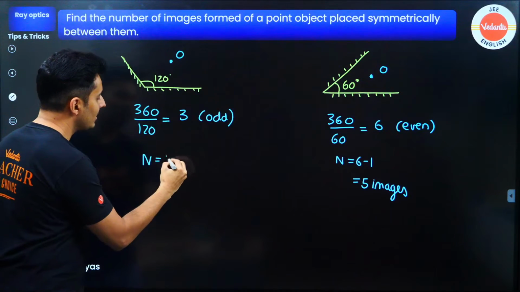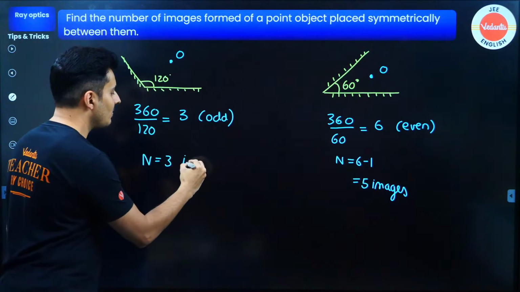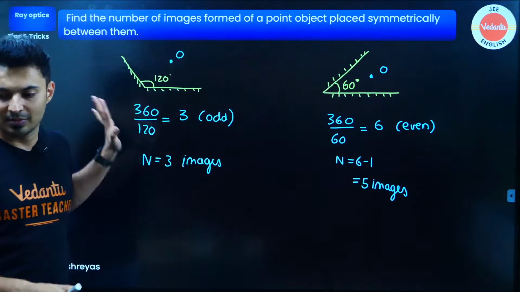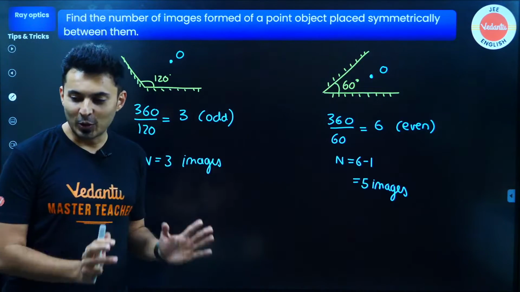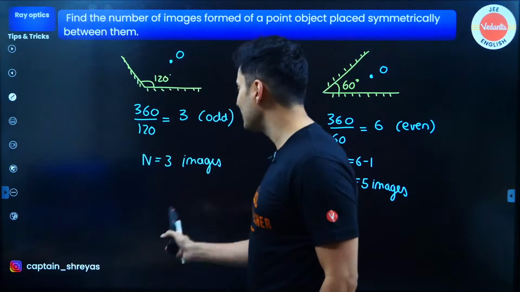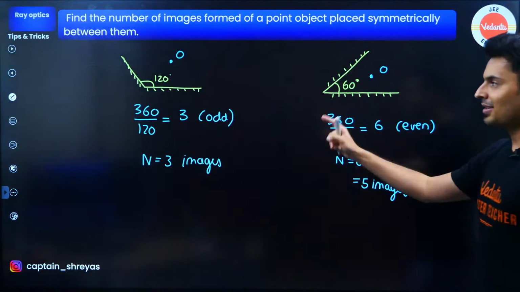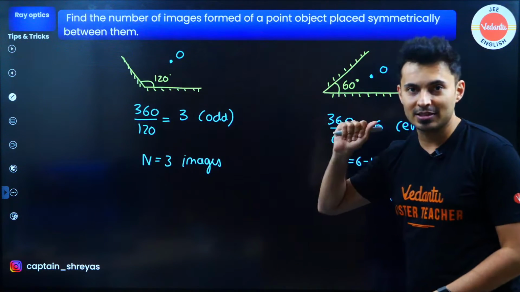So the number of images will be 3. So 3 images only. Always the answer will be odd for this if it is symmetrical. Is that clear? Not 2. A lot of people made a mistake. They subtracted 1 and that's why you got the wrong answer. That's why you have to attend these classes.